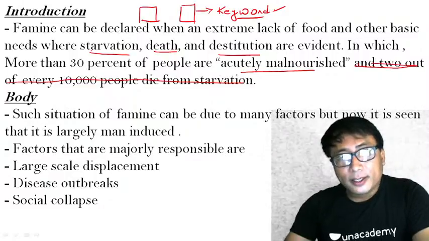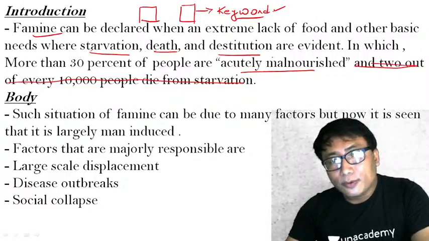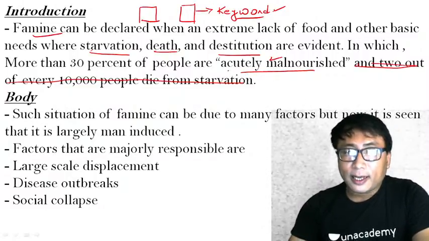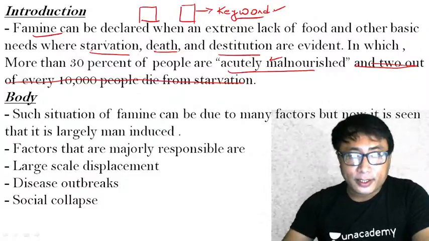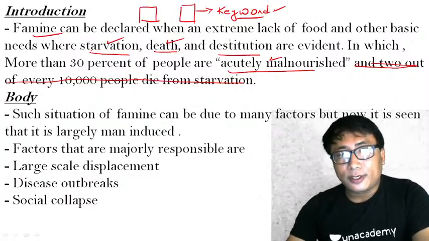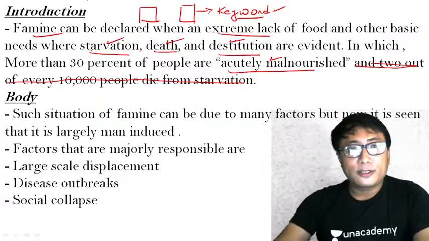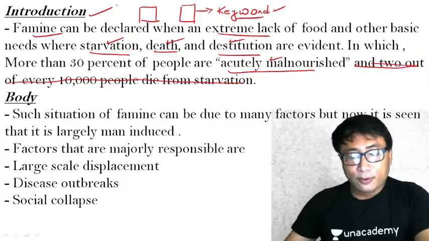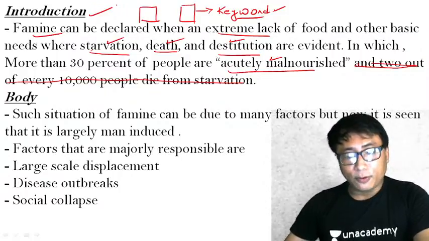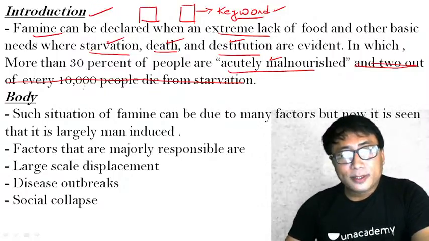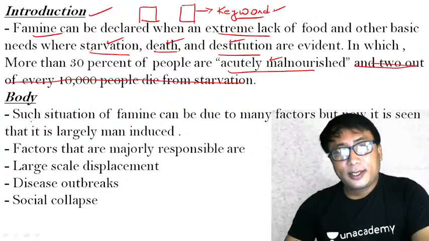Now, here, regarding this famine, these are the keywords which you need to mention. Like acutely malnourished, okay, starvation, death or destitution, extreme lack of food, all those. Clear? Now, that should be your introduction. Now, in the body, how should it flow? Okay. Now, the body should flow like this.